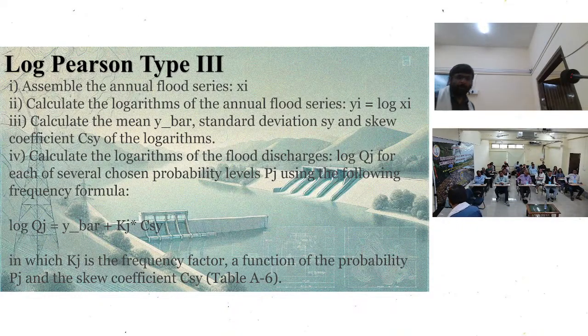Okay. So similarly, just like in Gumbel we saw x equals x prime plus a variation in the standard deviate, similarly here we have log Qj equals y bar plus Kj into Cs y. This Cs y is the skewness coefficient.